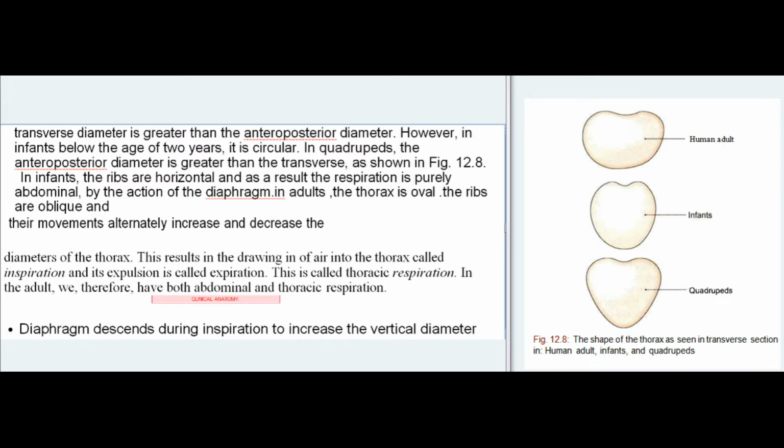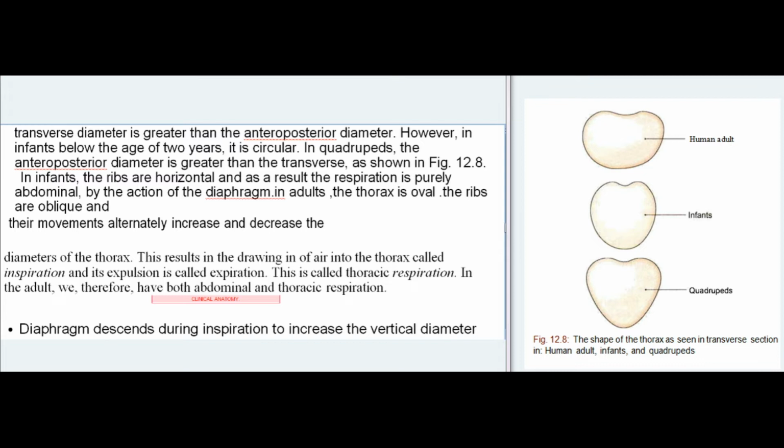In infants, the ribs are horizontal, and as a result the respiration is purely abdominal, by the action of the diaphragm. In adults the thorax is oval. The ribs are oblique and their movements alternately increase and decrease the diameters of the thorax. This results in the drawing in of air into the thorax, called inspiration, and its expulsion is called expiration. This is called thoracic respiration. In the adult, we, therefore, have both abdominal and thoracic respiration.